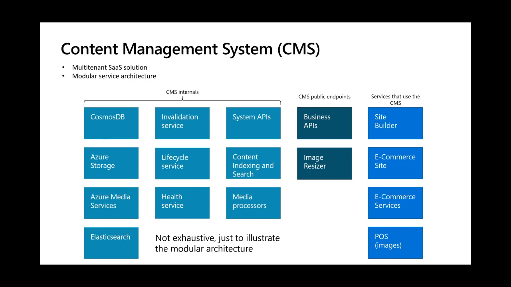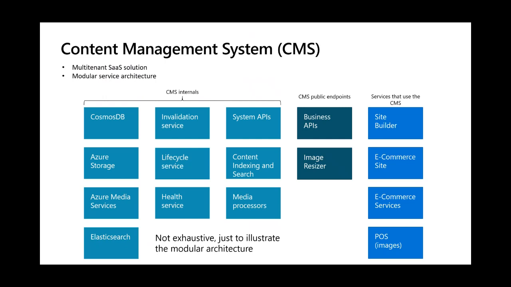Overall, CMS consists of 20 plus internal services that take care of various tasks like content invalidation when new version is published or content is unpublished. There's a health service, which monitors the health of the system and provides that information to the other services depending on the CMS in the product.